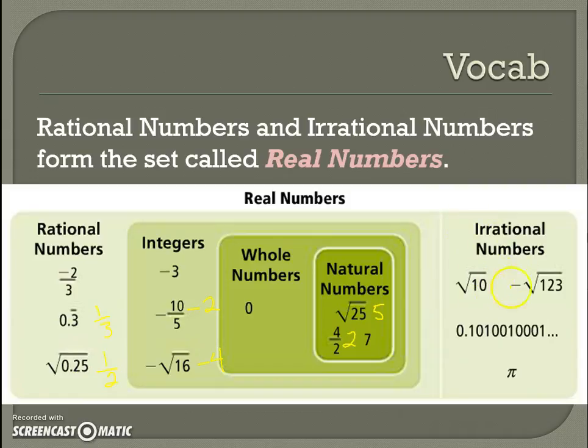Over here, it's all these weird things that don't repeat. We already mentioned pi. We have a radical 10, negative radical 123. This has a pattern, 0.10100100001, but it is not a specific set of numbers that repeat itself. So that's why that is considered an irrational number.